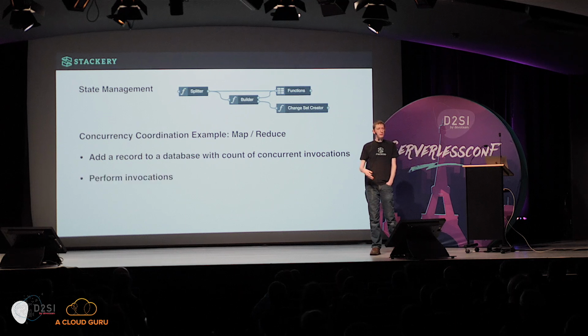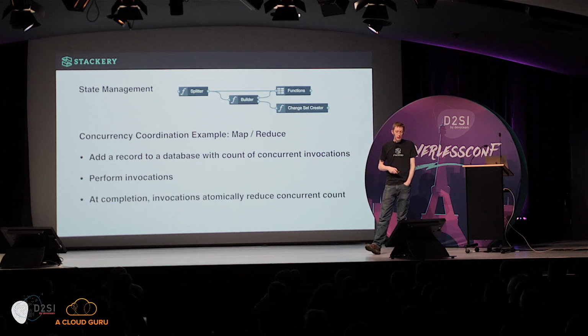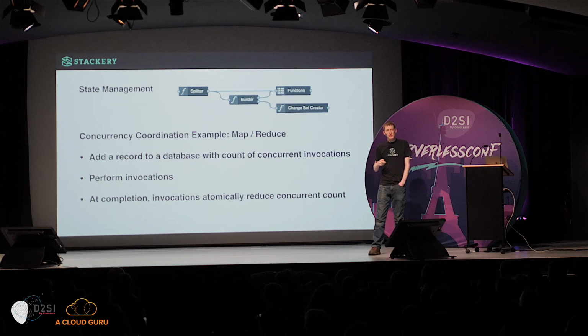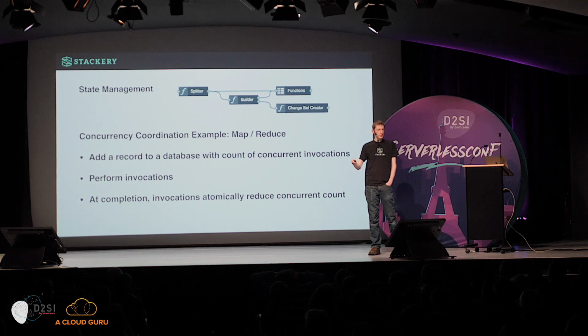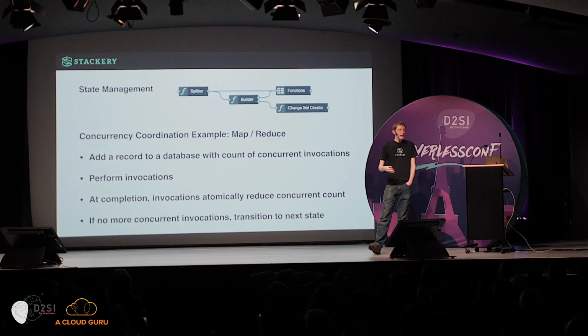Now we're actually going to invoke those builder functions, one for each function that we need to prepare. And after each of these builder functions completes, it's going to go and decrement the number of invocations in our functions table. And we can check now if there's no more invocations remaining, then we must be the last one that succeeded, so we can transition to the next state.